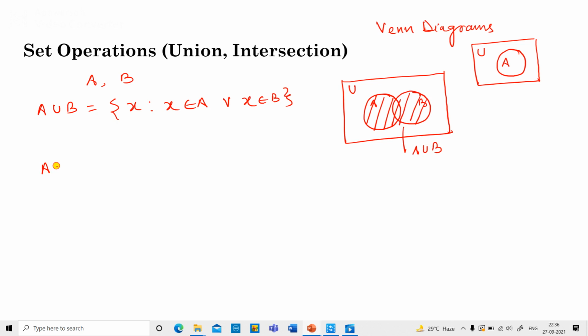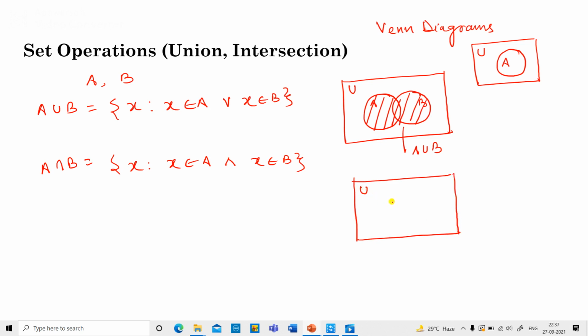Now intersection. A intersection B we can write as the set of X such that X belongs to A and X belongs to B. Here we can make the Venn diagram of A intersection B. This is the universal set, suppose this is A, suppose this is B. For X belongs to A and X belongs to B to be true, X must belong to A as well as B. So only the common elements will be there in A intersection B. This is the Venn diagram of the intersection of two sets A and B.